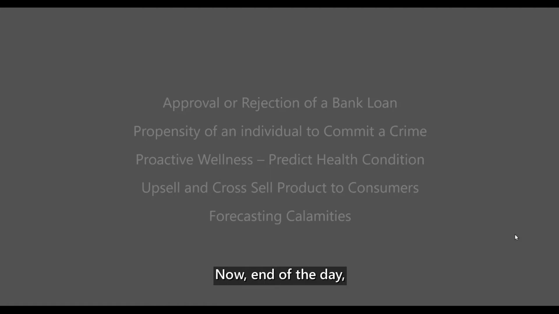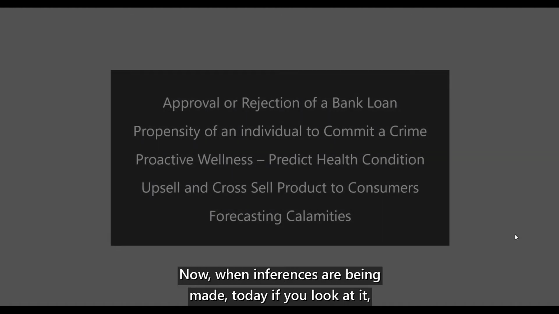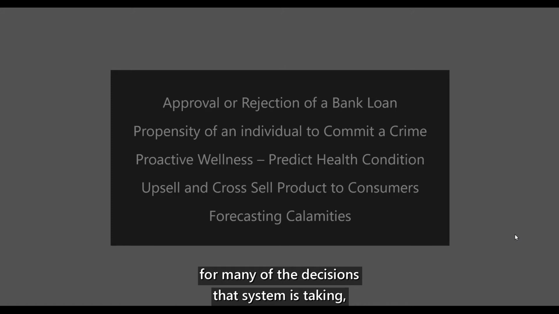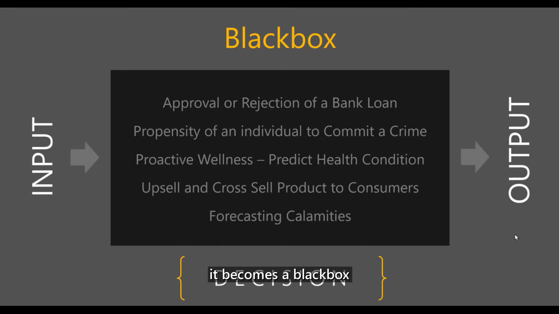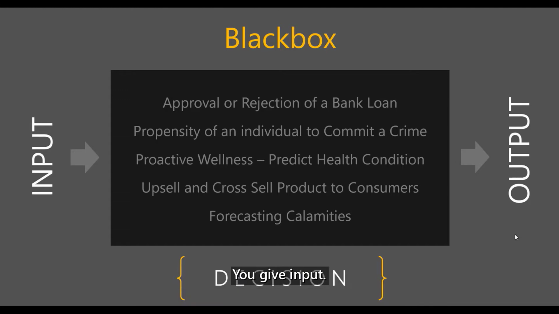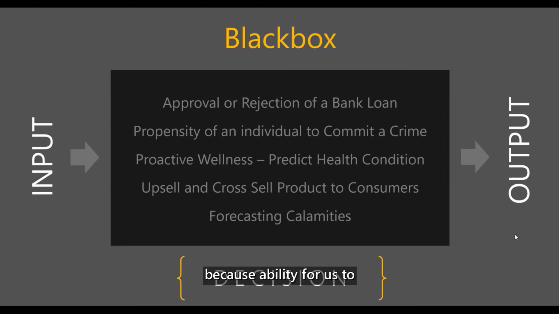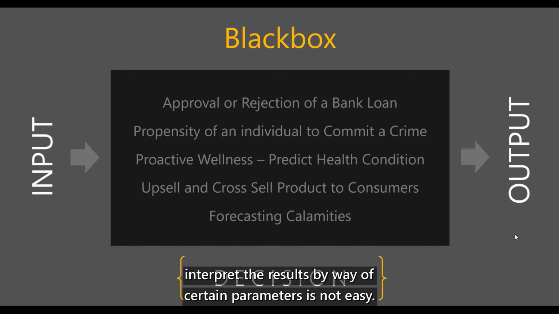Can we save lives? At the end of the day, all these predictions are done based on some historical data and training. Now, when inferences are being made, today, for many of the decisions the system is taking, it becomes a black box for a person who's trying to understand the inference being made. You give certain input, and depending on that input, the system makes a decision, and the decision is delivered via an output from the system. The reason we call it a black box today is because our ability to interpret the results by way of certain parameters is not easy.